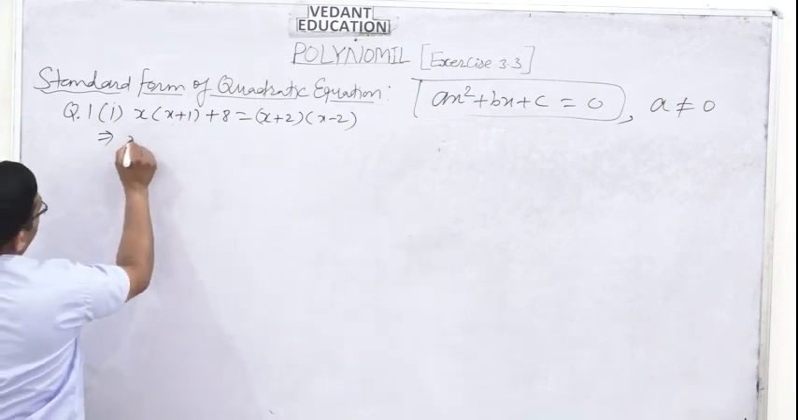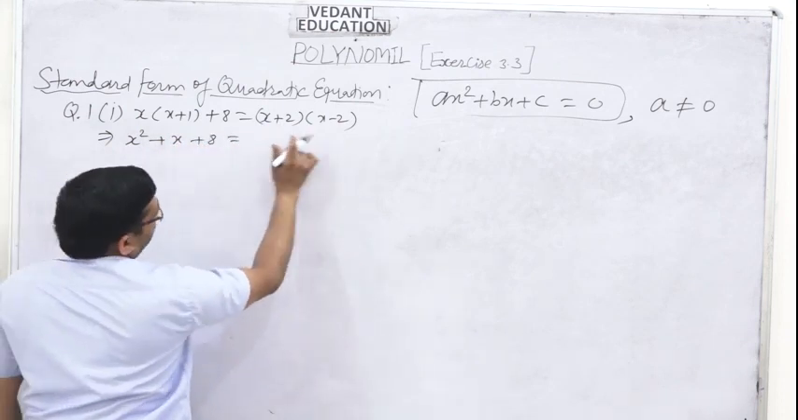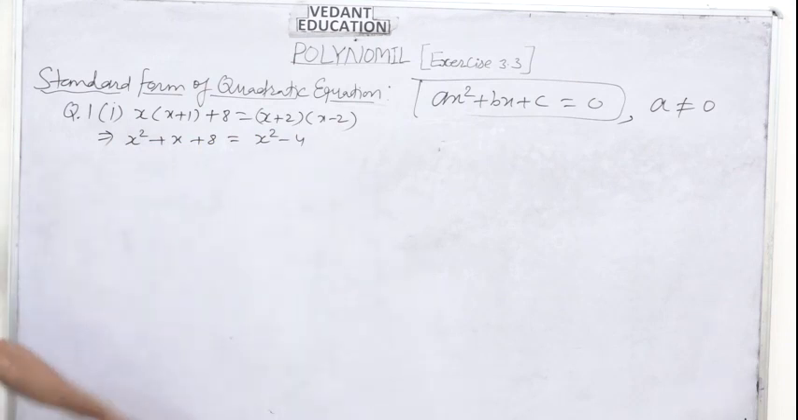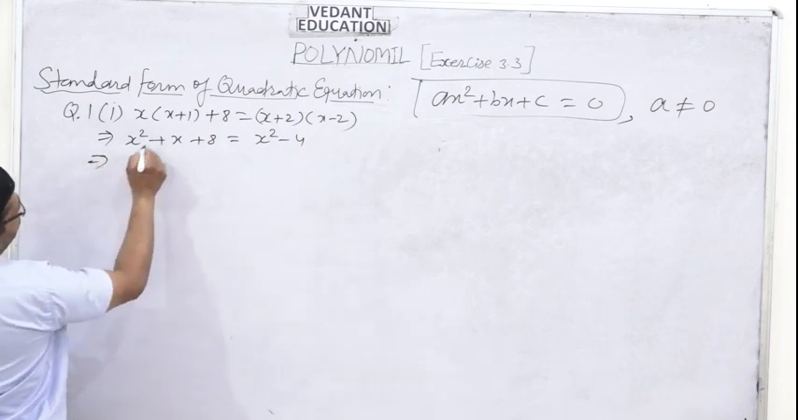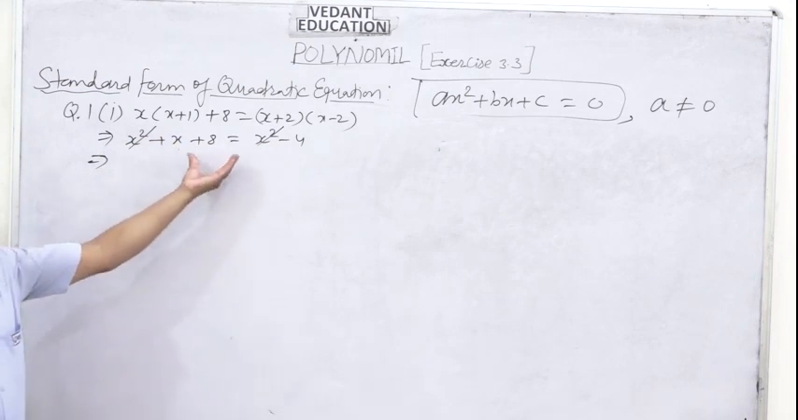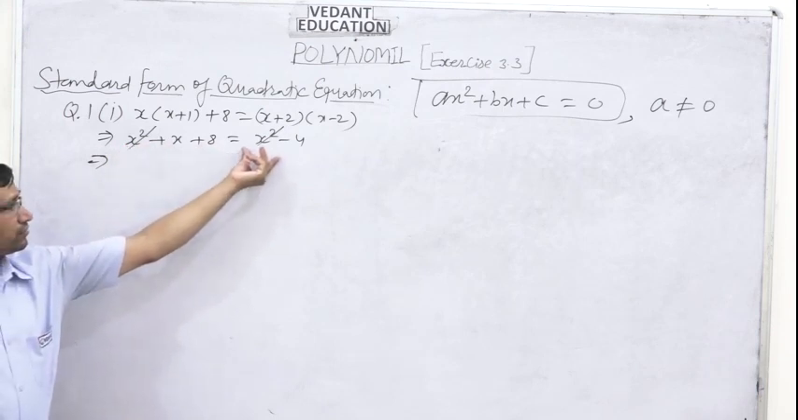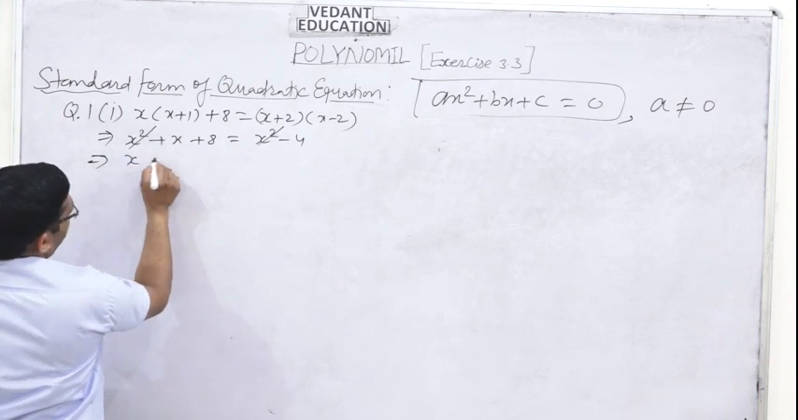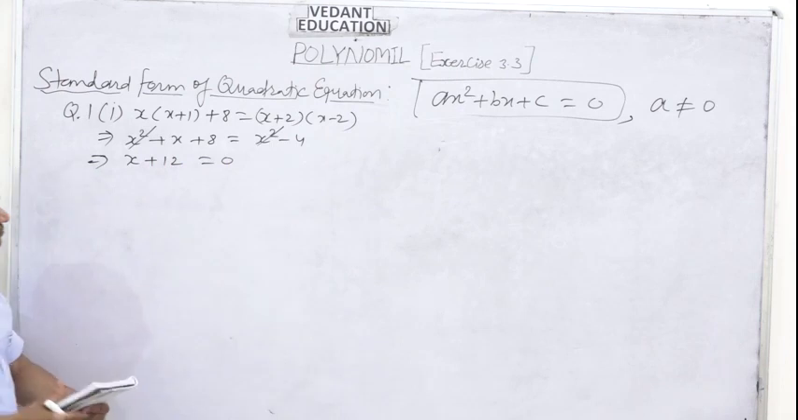So first is simplification: x square plus x plus 8 is equal to (a + b) into (a − b), that is x square minus 4. (a + b) into (a − b) is a square minus b square. So x square is cancelled by x square. Left hand side and right hand side both have the same term x square, with the same sign, so we can cancel. The remainder is x plus 8 is equal to minus 4, that is x plus 12 is equal to 0.